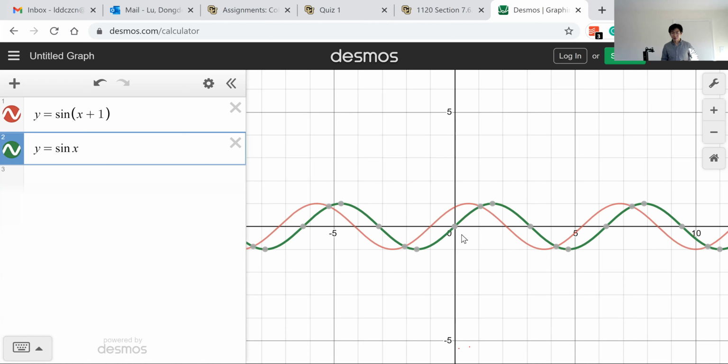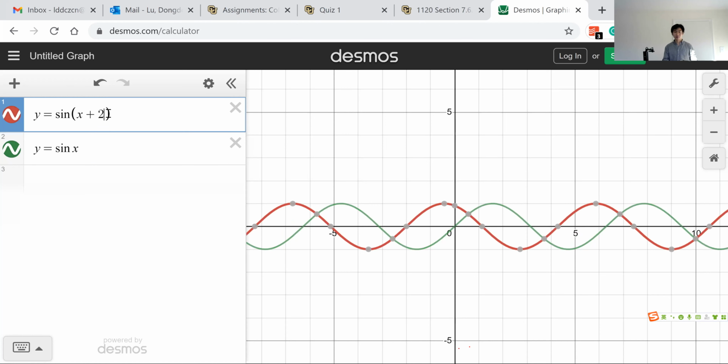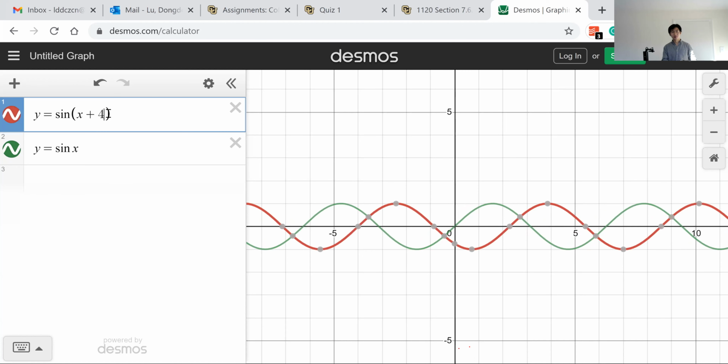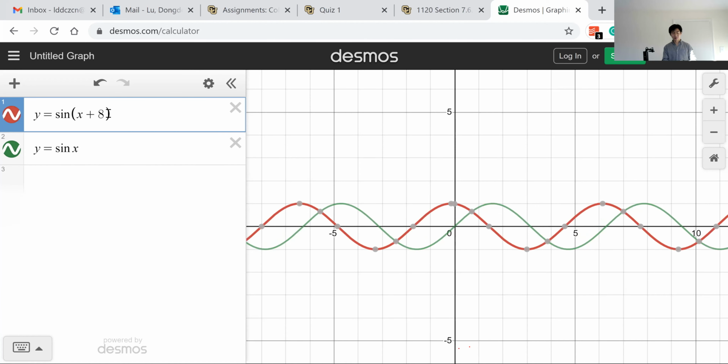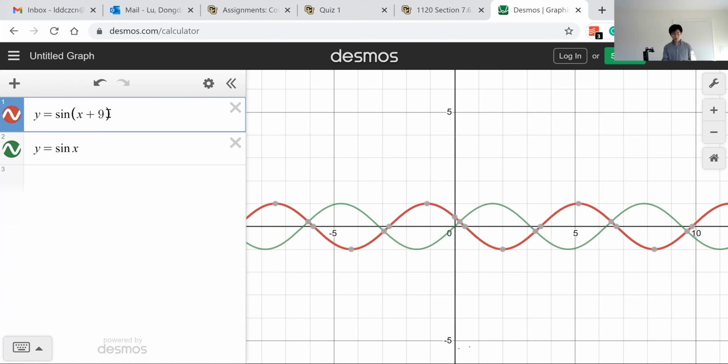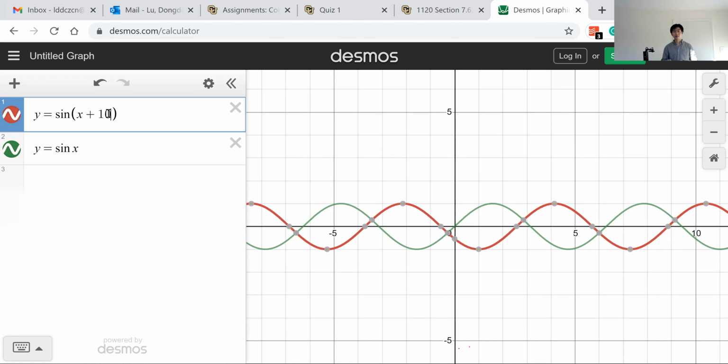This green line was originally here. If you add 1 to the x, it shifts 1 unit to the left. Okay, if we add 2, you will see it shift 2 more units left. If we add 3, add 4, add 5, up to add 10, it's shifting more and more to the left.